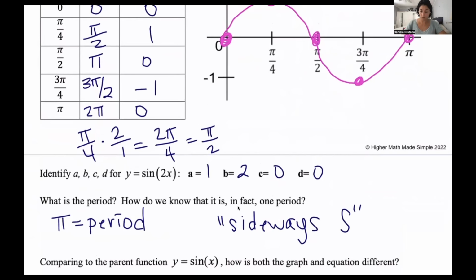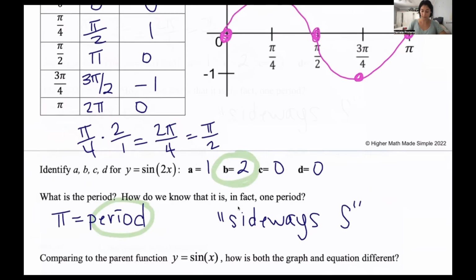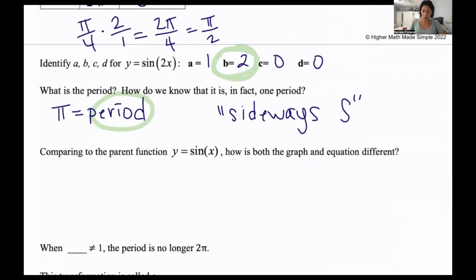So notice right off the bat that when the b value is not 1, it's going to affect the period of the function. So we can see that instead of 2 pi radians, now it's in half of the time. So there is going to be a horizontal compression or a shrink. Okay, so comparing to the parent function, how is both the graph and equation different? So I'm just going to write whatever I said down.